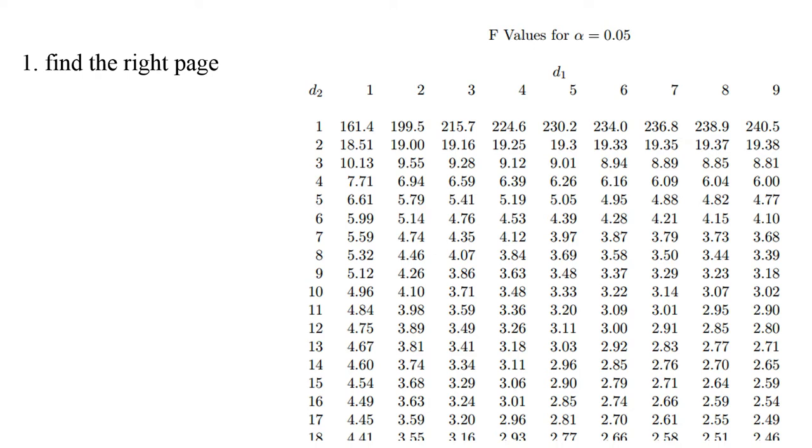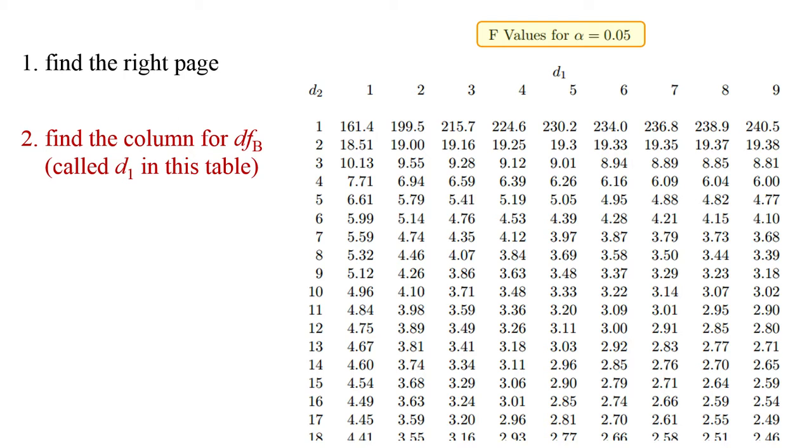Our alpha is 0.05, so on the first page, we'll find the degrees of freedom that we need. So we got the right page. Alpha is 0.05, because that's what our study specified. That's what we decided as researchers. So then we need to find how to locate this degrees of freedom between, degrees of freedom within, how to figure out what they're talking about in their table here. So D1 in this particular case, that's how they're referring to the degrees of freedom between.